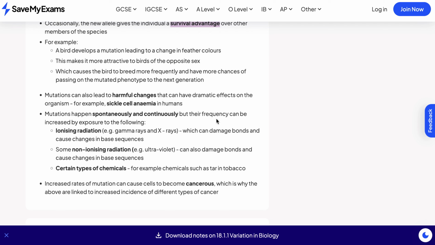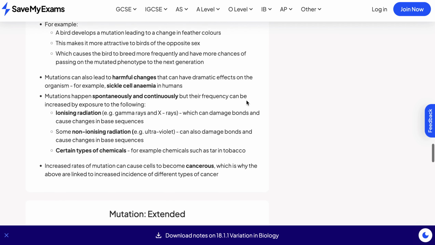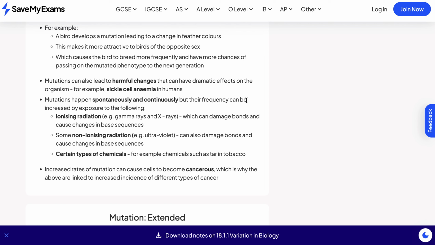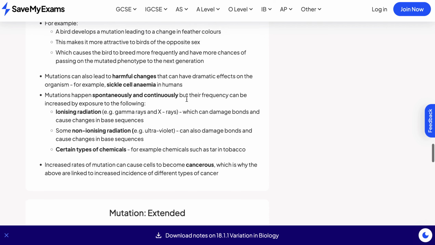You now have sickle cell anemia. We say this type of mutation is harmful. So we must be careful about how we consume chemicals such as chemical mutagens like the tar in tobacco cigarettes, so as not to harm ourselves in such a bad way that we start having what we call sickle cell. Mutation happens very randomly, spontaneously and continuously.